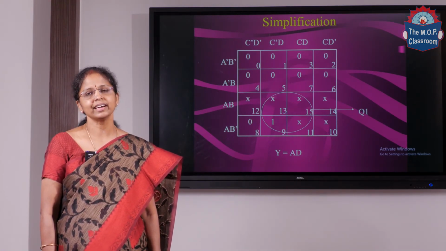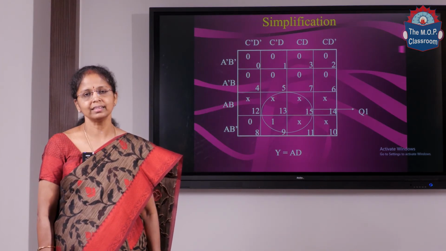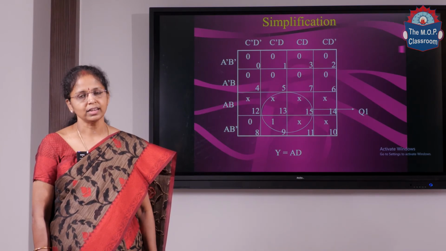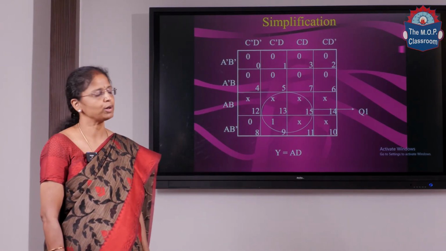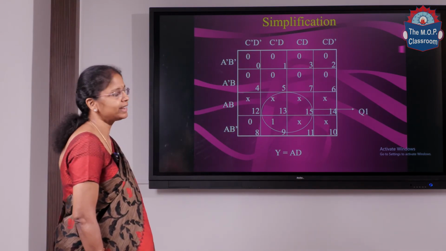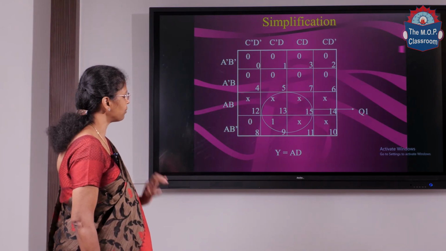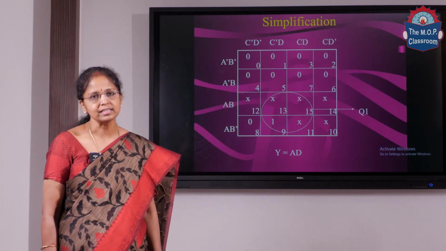So, here we are treating the X values as 1. As we said earlier, the X can be taken as either 0 or 1, just to make a group, so to form a group with this 1, we are treating the X value as 1. So, we are able to form a quad. The remaining X values are treated as 0.